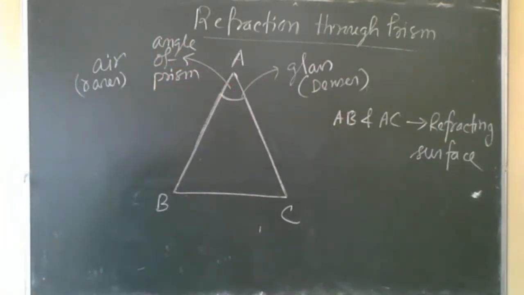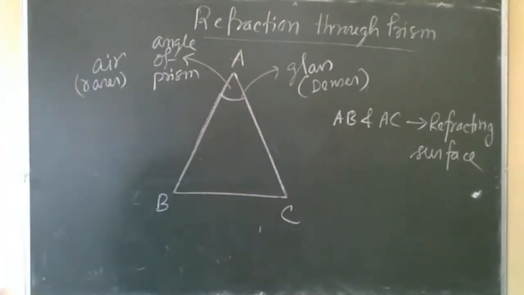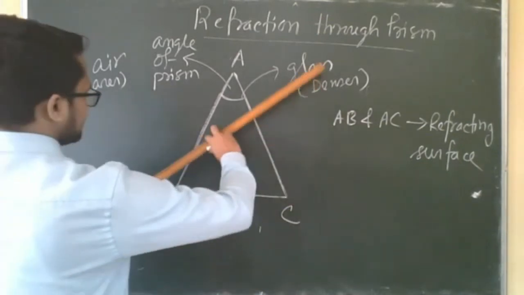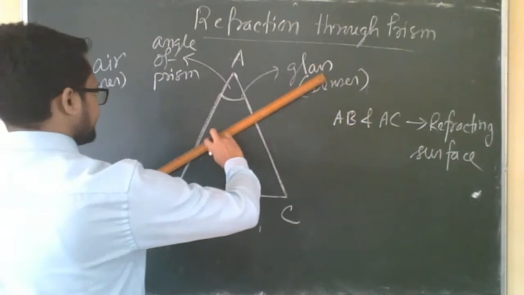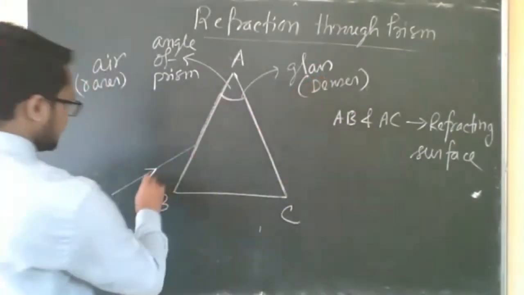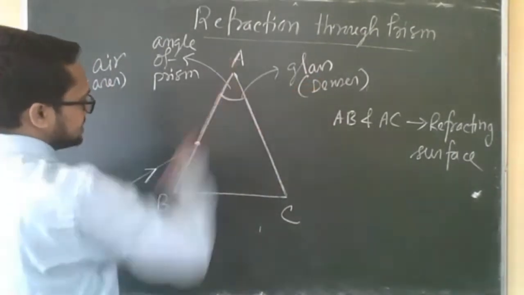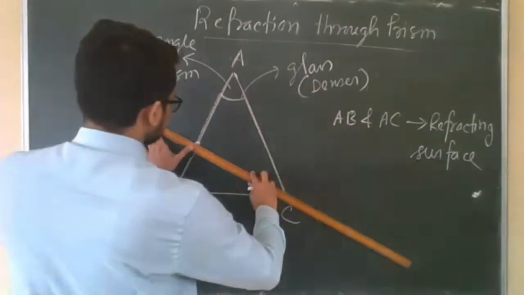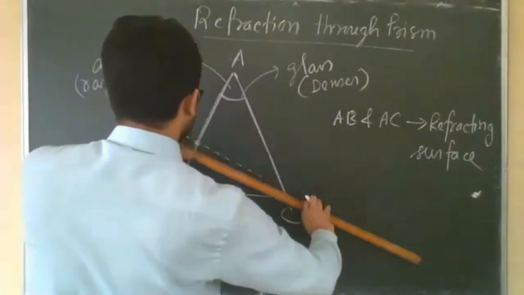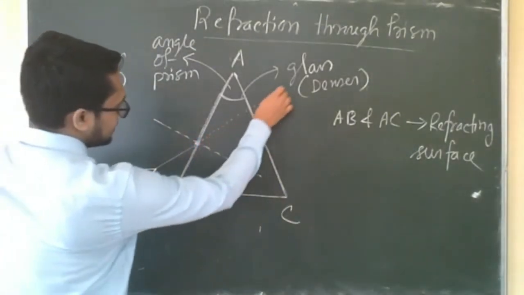Now we are taking one monochromatic light. Monochromatic light means single color. Suppose it is incident in this way. This is the incident ray. At this point, at this refracting surface, draw the normal. This is the technique I had told you. Draw the normal. This is the actual path.